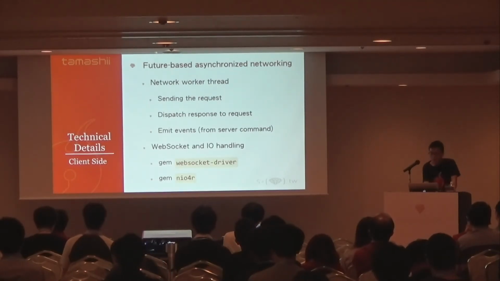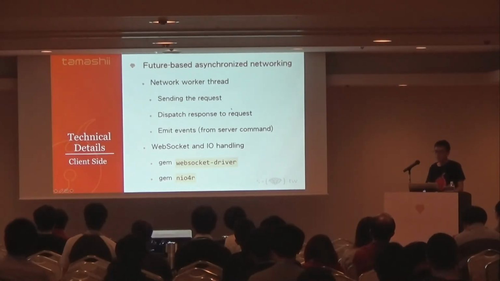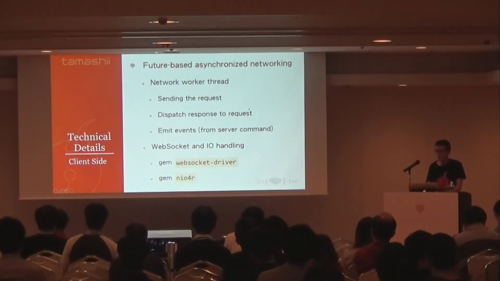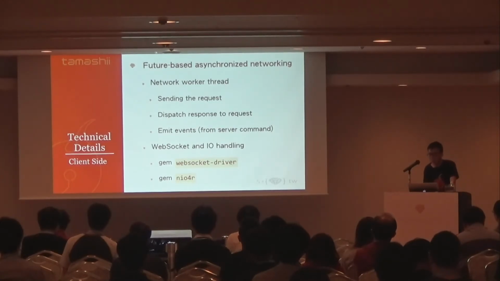Because the client only creates a request and places it into the pool, we need another worker thread that does the actual networking task. The worker thread will pick the request from the pool and send it to the server. It also receives the response from the server and dispatches it to the corresponding request if it exists. In addition, if there are any server commands, for example reboot or play song, the worker will emit events based on that server command.